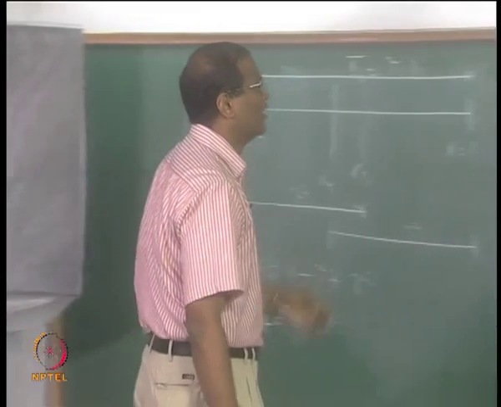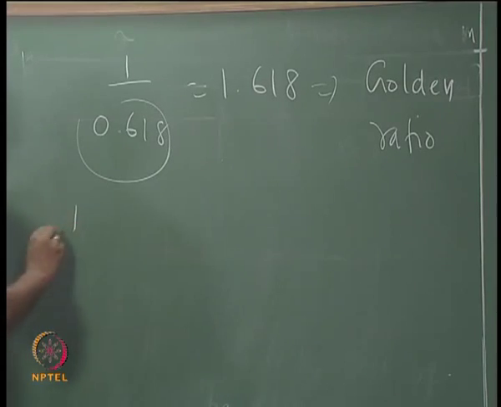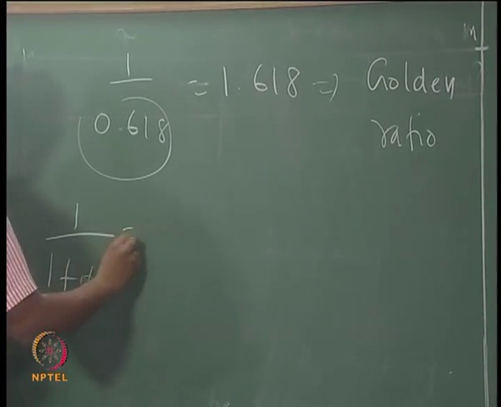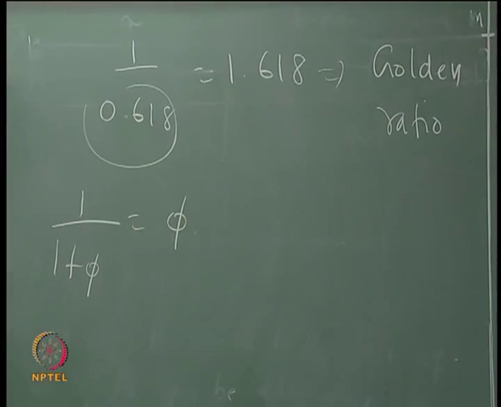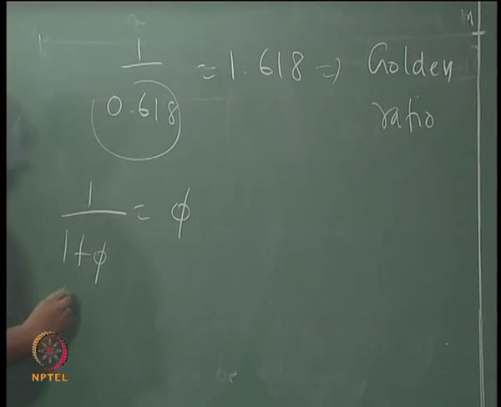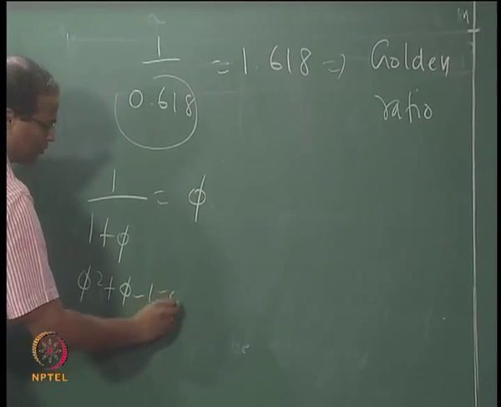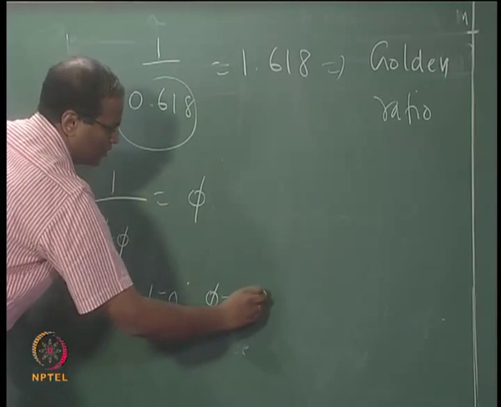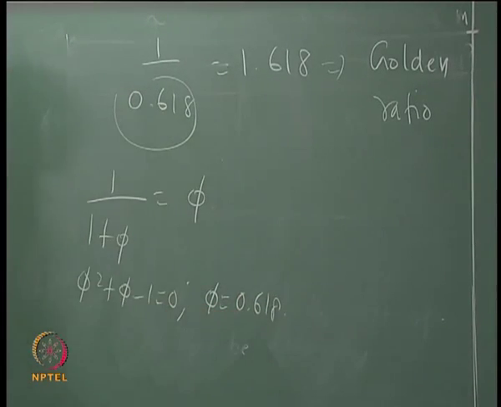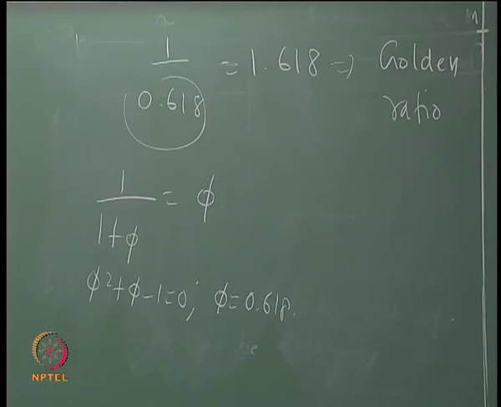So if phi is your golden ratio, what is the property it satisfies? 1 by 1 plus phi is equal to phi. Again, if you solve phi squared minus phi minus 1 equal to 0, phi is equal to 0.618. That is the power of the golden ratio.